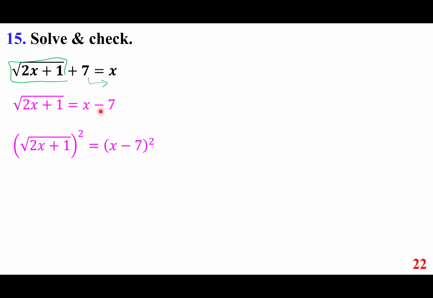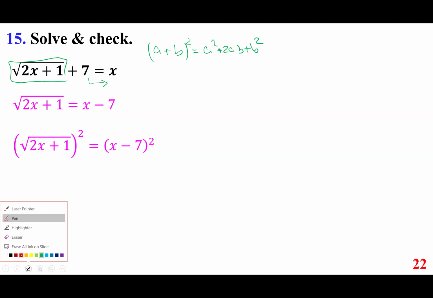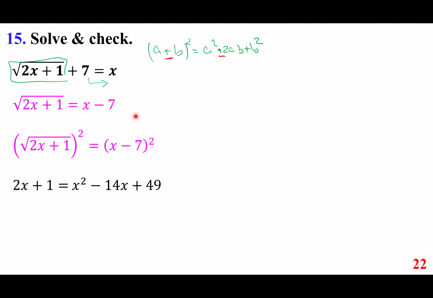So the left side comes out. What happens to the right side? Recall a plus b squared is a squared plus 2ab plus b squared. If I have a negative sign here, I have a negative sign here, which means if I want to square the right side, x squared, and then the product of these 2 times 2, minus 14x, and then plus 49. As I mentioned, the left side just comes out.